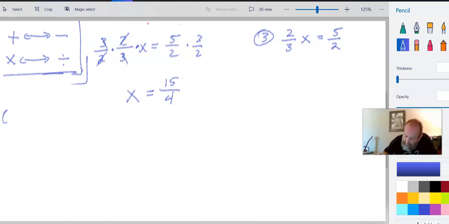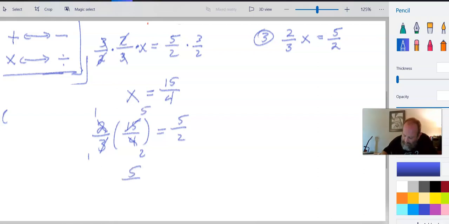actually goes pretty quick. So the original equation was 2/3 x. We're saying x is now 15/4. And we're saying that should be equal to 5/2. Right? That's what we're looking at. So let's see if we can simplify this and see if we get 5/2. So the 2 cancels with the 4 to leave me a 2. 3 cancels with 15 to leave me a 5. And if I multiply this back, I get 5/2.